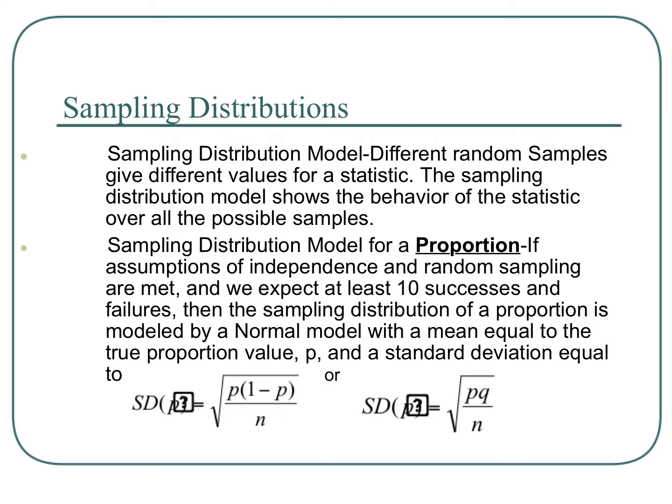Okay? Remember that your AP formulas use 1 minus p, but that is the same as q, right? So the standard deviation of the proportion is the square root of pq over n.